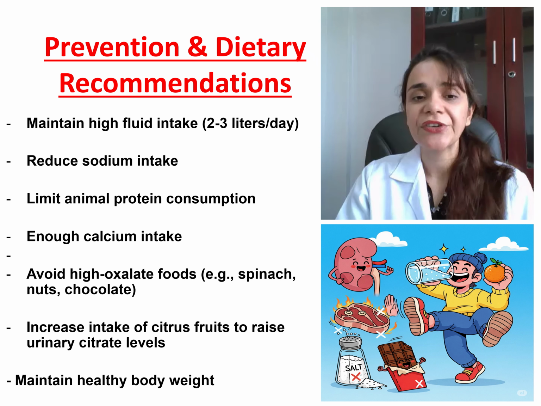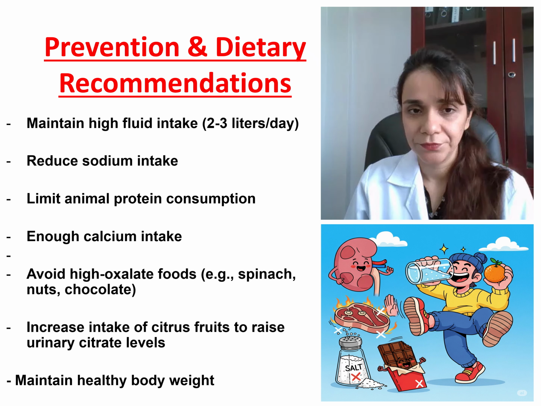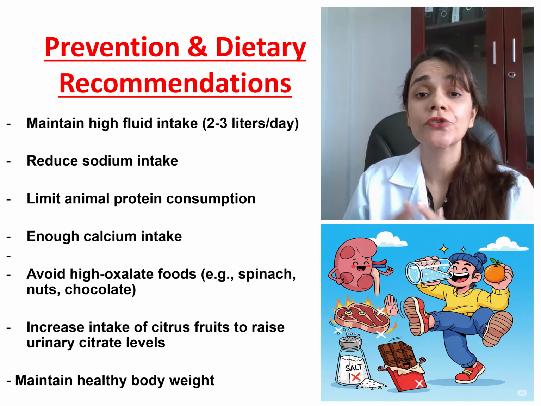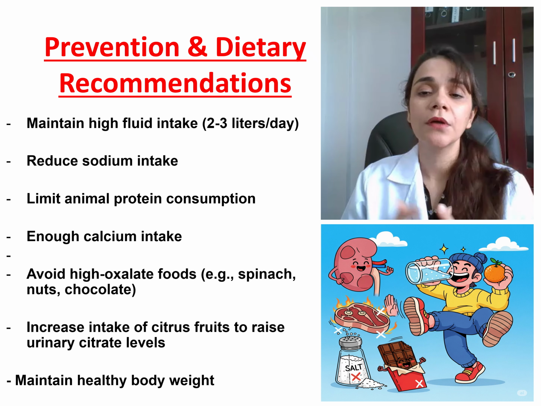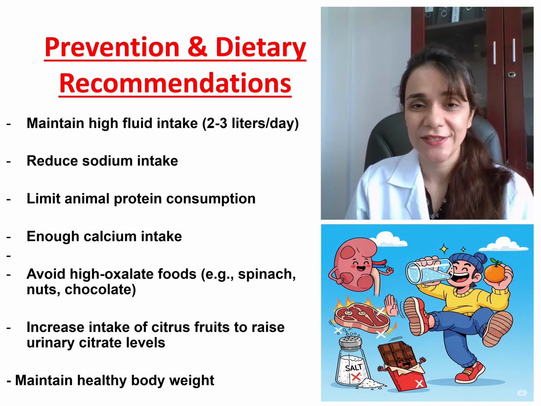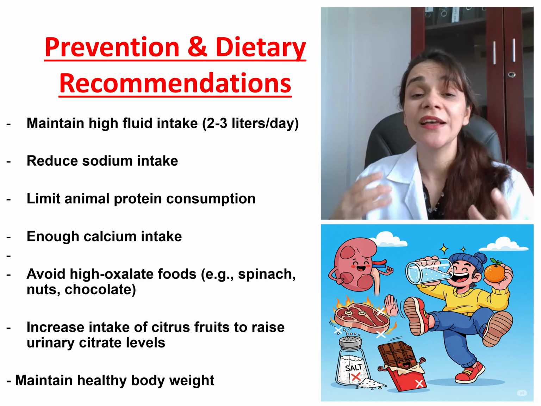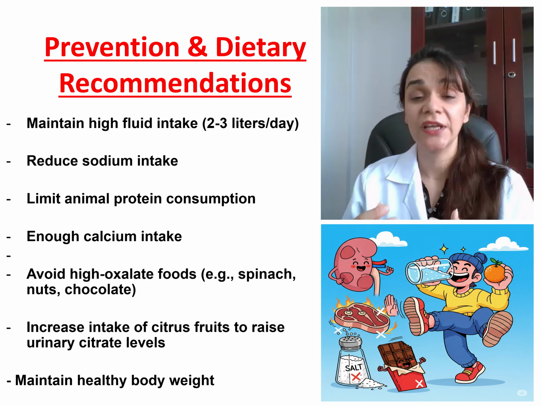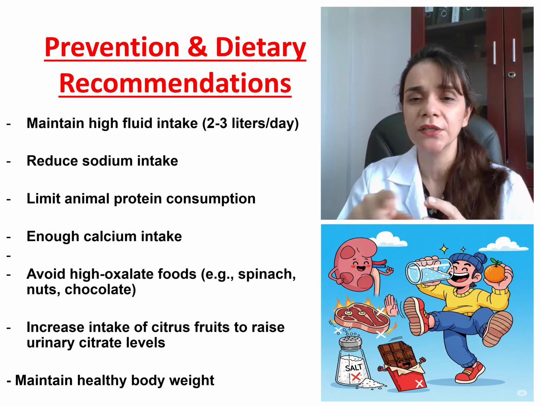The other one is to increase dietary citrates by eating more citrus fruits like lemons, limes, or oranges. Maintain a healthy body weight and avoid excessive sugar-sweetened beverages, because these are high in oxalate too.